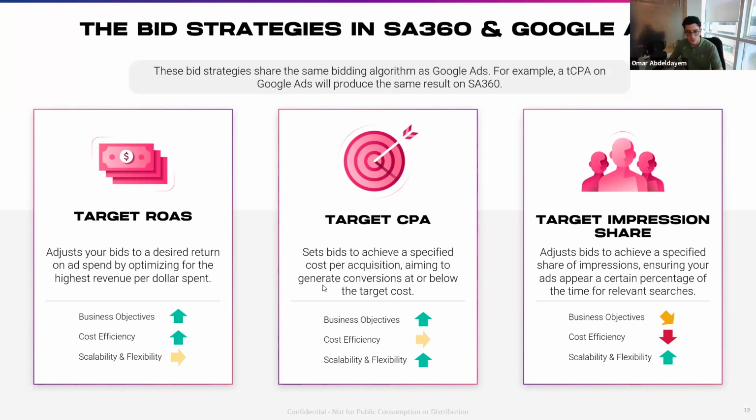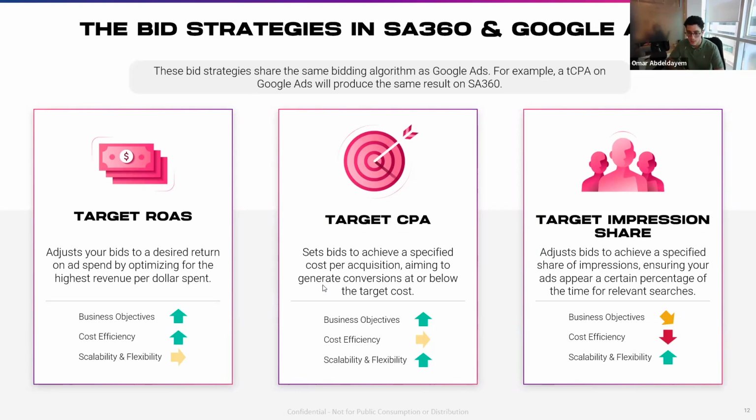Kind of covering the first one we see to our left, we have target ROAS, which of course adjusts your bids to a desired return on ad spend. And typically here we can see that business objectives and cost efficiency with this particular bid strategy is incredibly high. However, of course, there can be a little bit of challenges when it comes to scalability and flexibility.